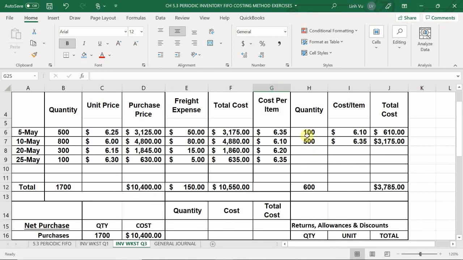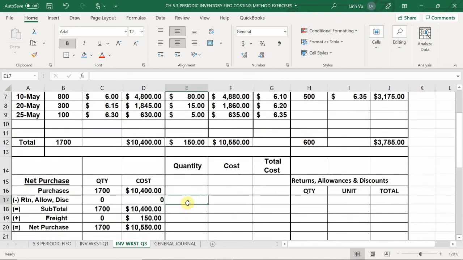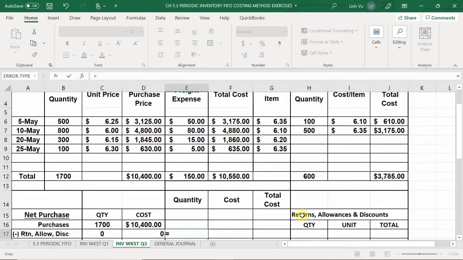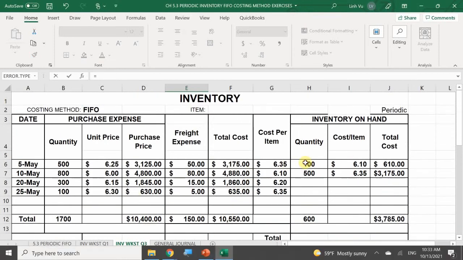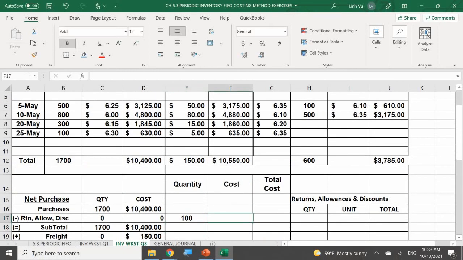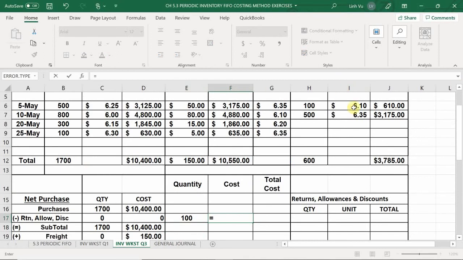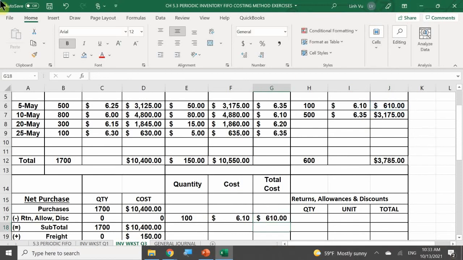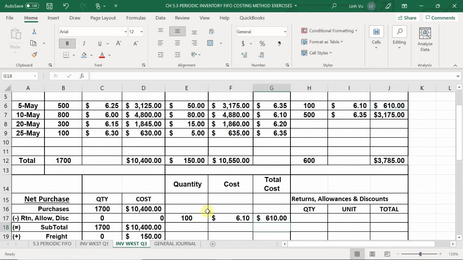The ones on hand. The ones on hand. So which one first? The 100. We're going to get rid of the 100 first. So in this case, 100, right? We know for a fact that we're going to get rid of this entire amount, which costs $6.10 each. So therefore, my total cost here is $610. Okay? So I only sold my first 100.